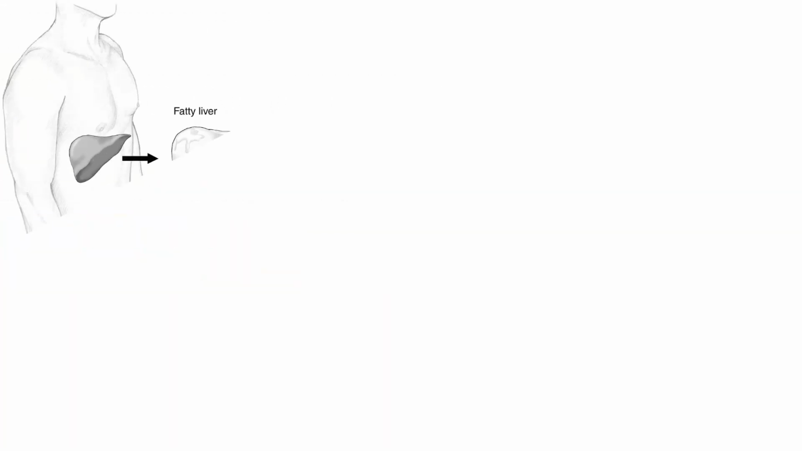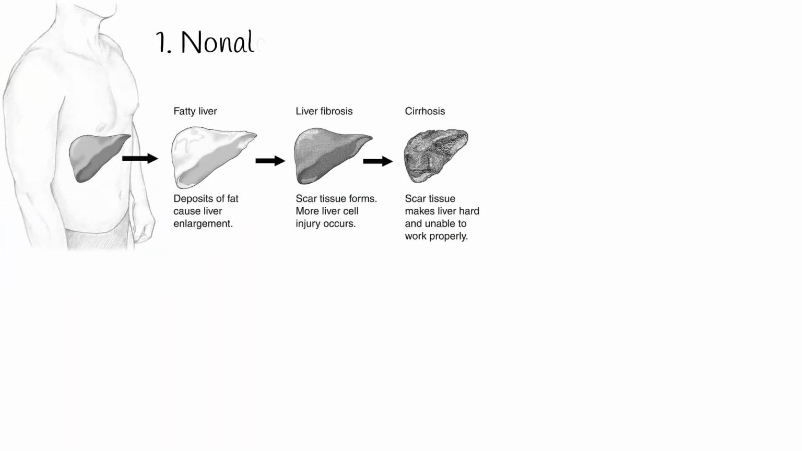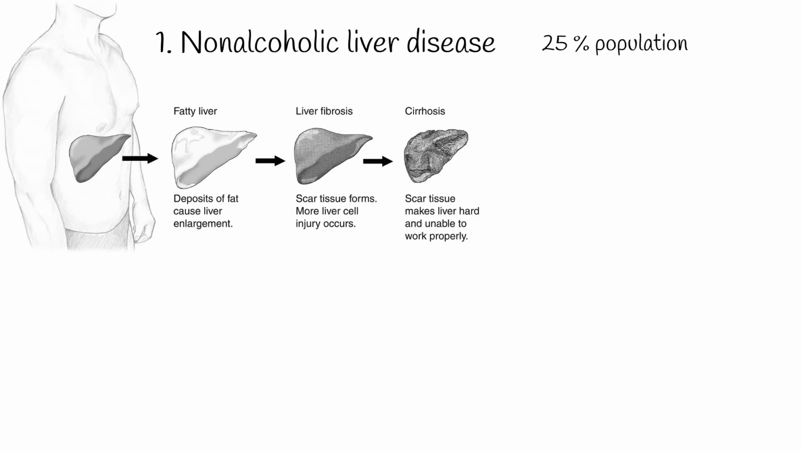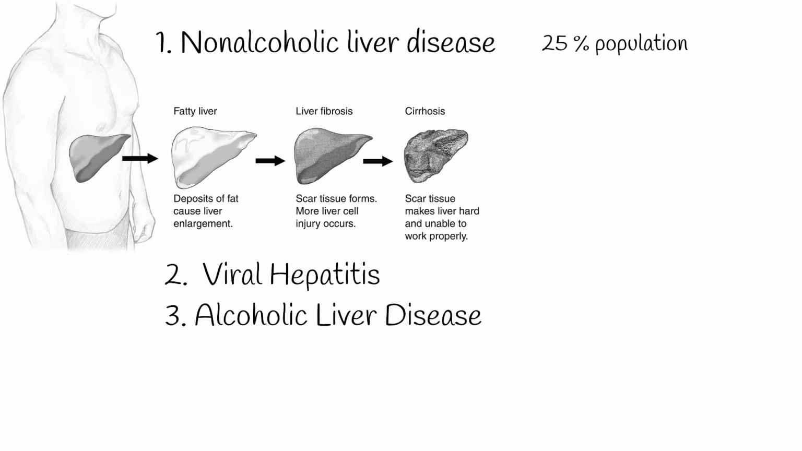Now, what are the 3 most common diseases of the liver? The most prevalent liver disease is nonalcoholic liver disease. Due to increasing obesity rates, it's where too much fat is stored in the liver, affecting a staggering 25% of people globally. Following close behind are viral hepatitis and alcoholic liver disease, which is due to excessive alcohol intake.